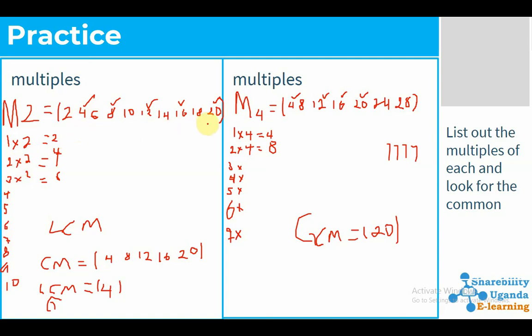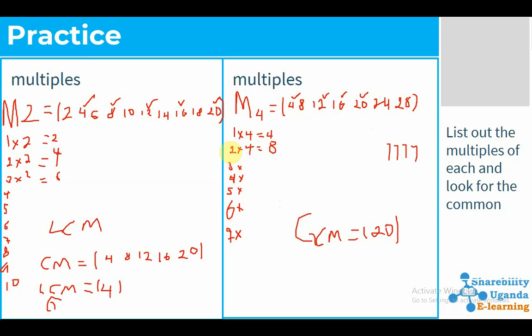Okay, so here after getting this one, we also went to a 4. We said 4 times 1 is equal to 4. 4 times 2 we get 8. 4 times 3 we get 12. 4 times 4 we get 16. 5 times 4 we get 20. 6 times 4 we get 24. So we are able to get the multiples. They are the product of these ones.